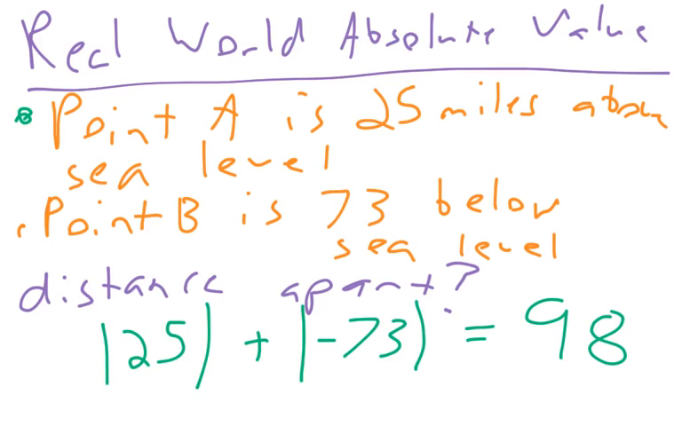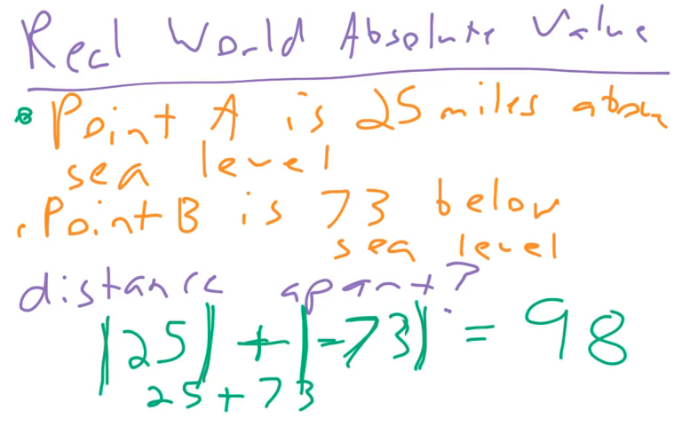So point A is 25 miles above sea level, so it's 25. So I put 25 in my little absolute value symbols. And we're going to add the absolute value of negative 73, since it's 73 miles below sea level. And then we're just going to add them together. So the absolute value of 25 is 25, plus the absolute value of negative 73 is positive 73. And then we just add these together. So 25 plus 73 gives us 98. So they are 98 miles apart from each other.